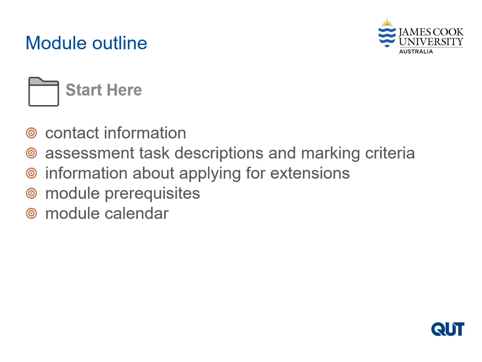You'll find the module outline in the Start Here folder. It contains your module coordinator's contact information, all details of the assessment task and marking criteria, information about applying for extensions, any module prerequisites, and the module calendar.